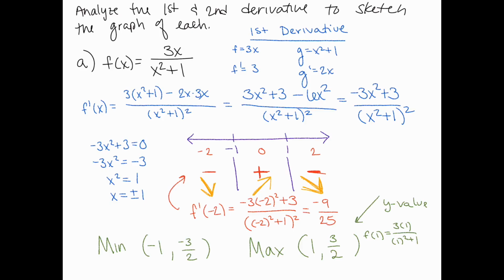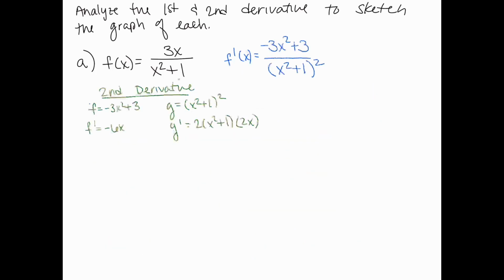Okay, so all of the work on this screen is analyzing the first derivative. So now I know where the function is increasing and decreasing. I know that it has a max and a min. The next step is to repeat this process, but looking at the second derivative. So if my first derivative is negative 3x squared plus 3 over x squared plus 1 squared, I have to use the quotient rule again to find that second derivative.